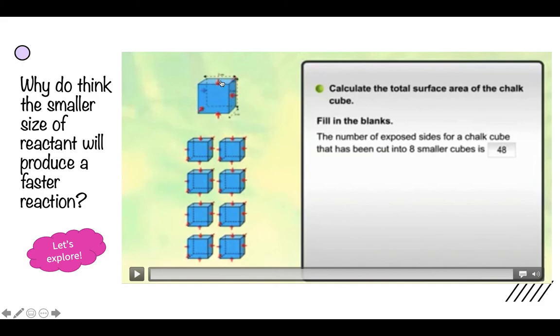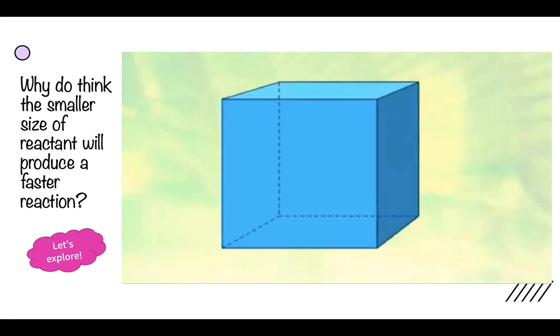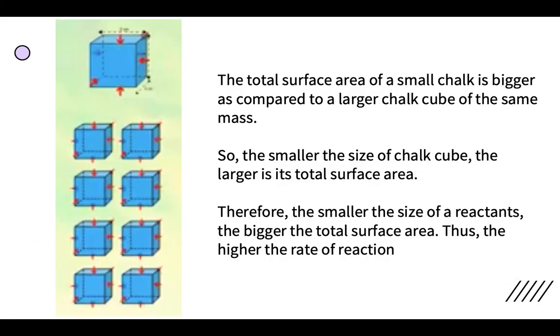Jadi yang ni 6 sahaja. Yang kecil-kecil ni ada 48 exposed area. 6 dengan 48, of course lah 48 ni lagi bigger total surface area that exposed to the collision. Jadi that's why lah reaction of particles becomes more faster bila bigger total surface area exposed. Okay, inilah total surface area bigger when compared to a larger chalk cube. Dengan syarat mesti at the same mass.